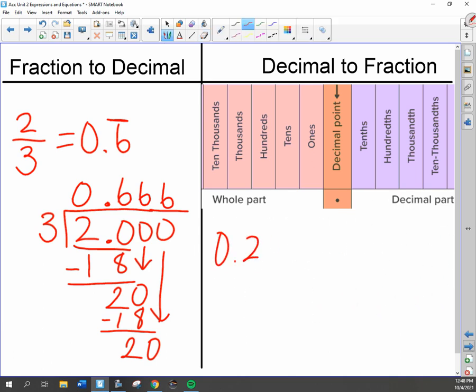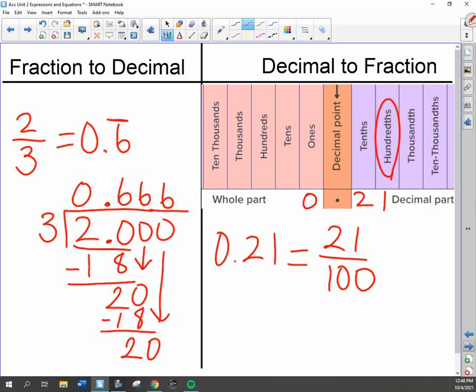0.21. Place value chart, 0.21. If you want a place value chart, I have them in my room. Just let me know and you can borrow one. Notice that last digit is in the hundredths place value. So I'm going to place it over 100. So the number is 21. Last digit is in the hundredths place, so it's 21 hundredths. And that cannot be simplified, so 0.21 in fraction form is 21 over 100.